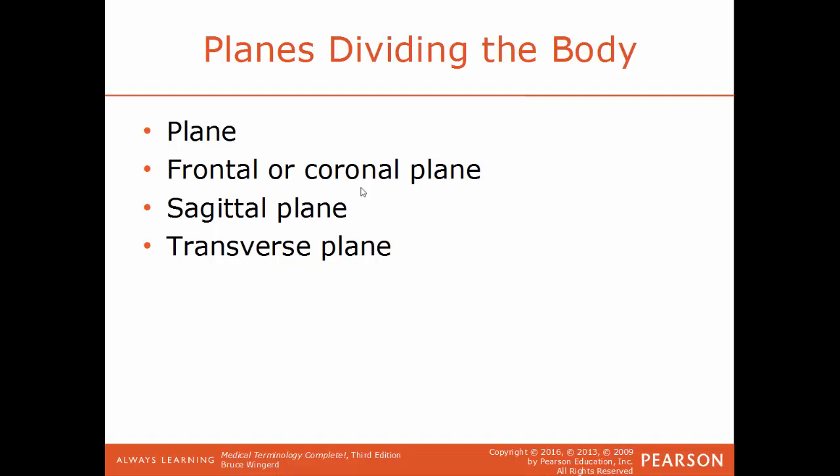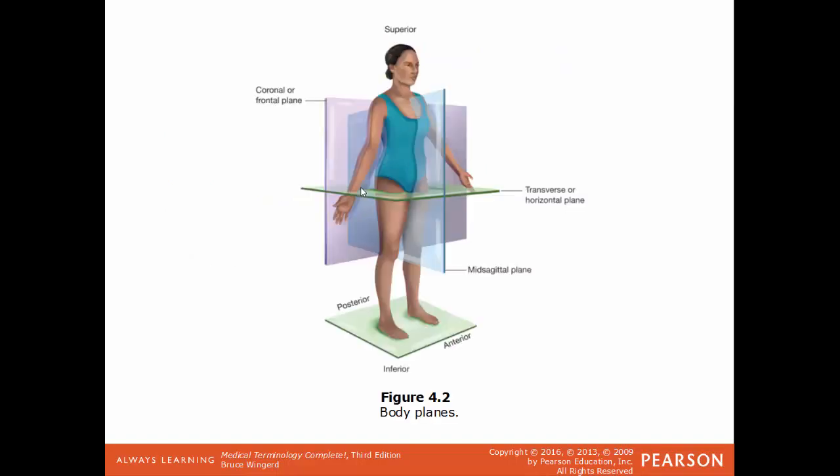And then the transverse plane, this will cut the body into an upper portion and a lower portion. So think of where your belt is on your pants. So if that were to cut you in half, the upper portion and then the lower portion. And here are examples of all three of those.